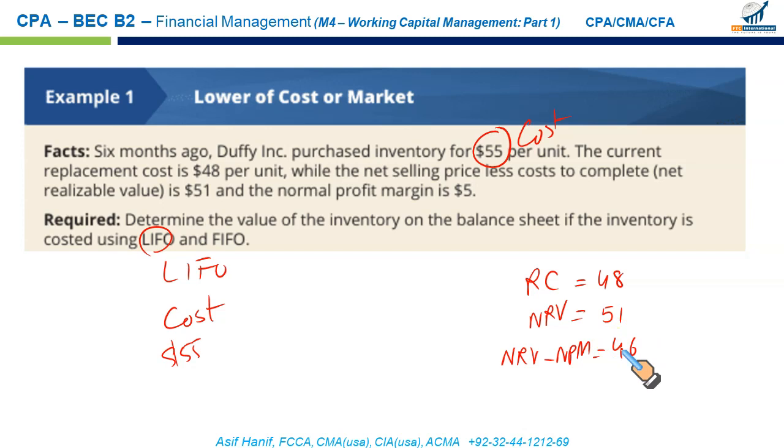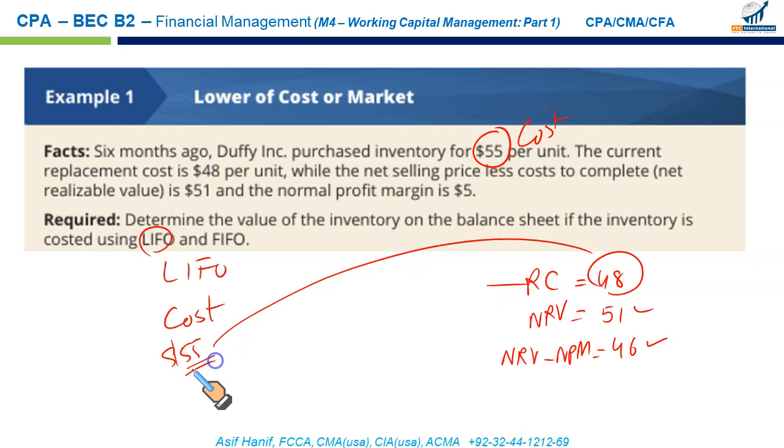Now take the median. Take the mid number. Which of these is the middle number? This is too low, this is too high. So your replacement cost is the median, the middle number. Now you compare your cost with the middle number. Your cost happens to be 55, whereas your replacement cost is 48, which is the designated market price. So you have to reduce your inventory by $7. This is only when you are using LIFO.